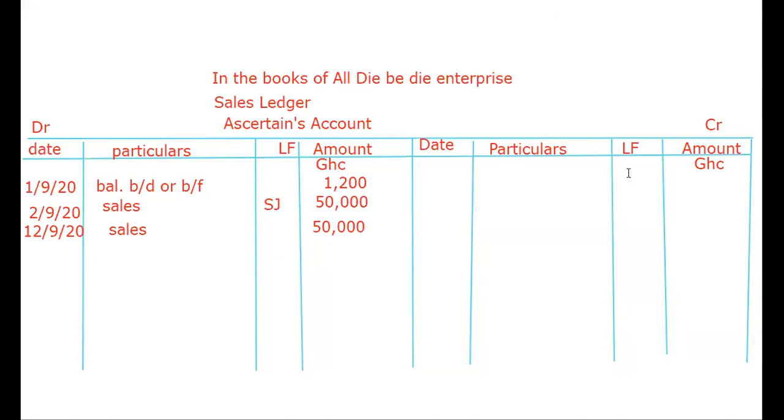Okay, so Ben, you get it. So double entry: every debit entry must have a corresponding credit, and every credit must have a corresponding debit. Are you okay? Yes, ma'am. Okay, so now let's deal with cash. I know it's almost time, but let's deal with the cash transactions.